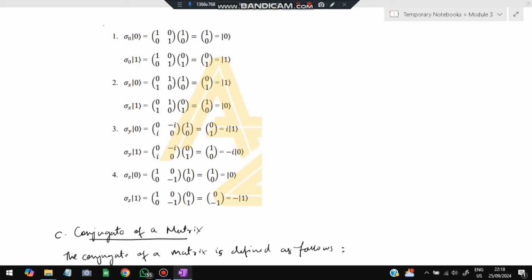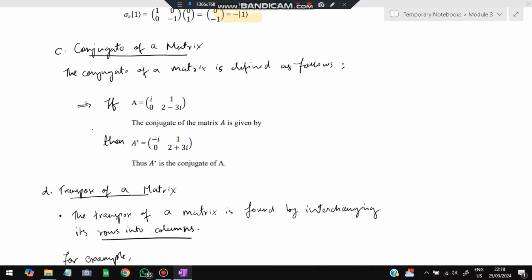Moving on, we have a very important matrix, which is the conjugate of a matrix. Okay, so in conjugate of a matrix, if we have A as i 1 0 2 minus 3i, the conjugate will be given as: here it will become minus i, and here it will become 2 plus 3i. Okay, so this is called the conjugate of a matrix.